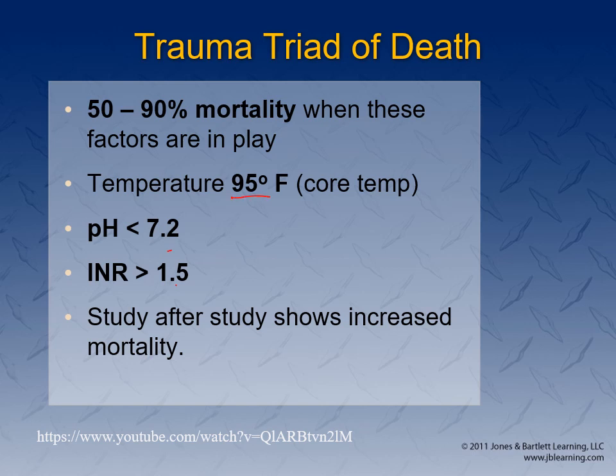What they say, basically, might say there on the slide already: 50 to 90% mortality when these are a factor in a trauma patient. When they're hypothermic, when their pH is below 7.2, or their INR is above 1.5. So this is a time thing, there's a rate, so it's taking too long to stop bleeding, all right?